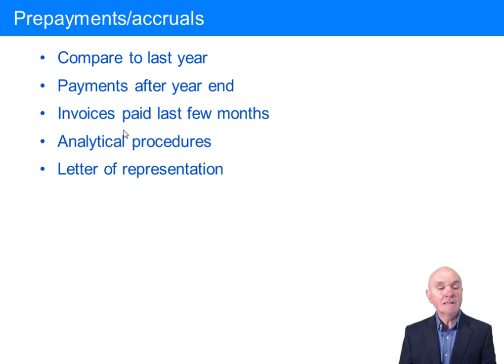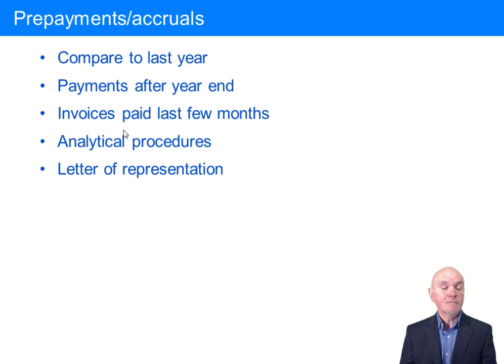Invoices paid in the last few months are likely to give rise to the most substantial prepayments. So if you had an insurance premium which was paid in, let's say, November, the chances are that maybe 10 months of that is a prepayment and only 2 months is to be charged to this year's profit. So again, scrutinize these to see if any of them need to be split in some way between 2 financial years.